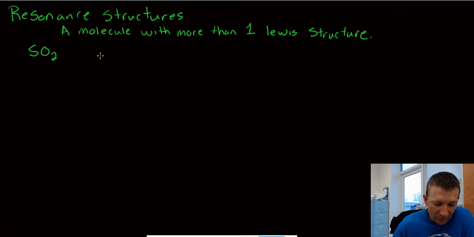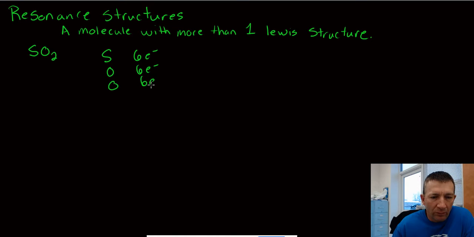First of all, let's figure out how many electrons we have. Sulfur has 6 electrons. Each oxygen has 6 electrons. So that gives us a total of 18 electrons. Since there's only one sulfur atom, we're going to put it as the central atom. So we've got a sulfur atom here, an oxygen atom here, and an oxygen atom here.